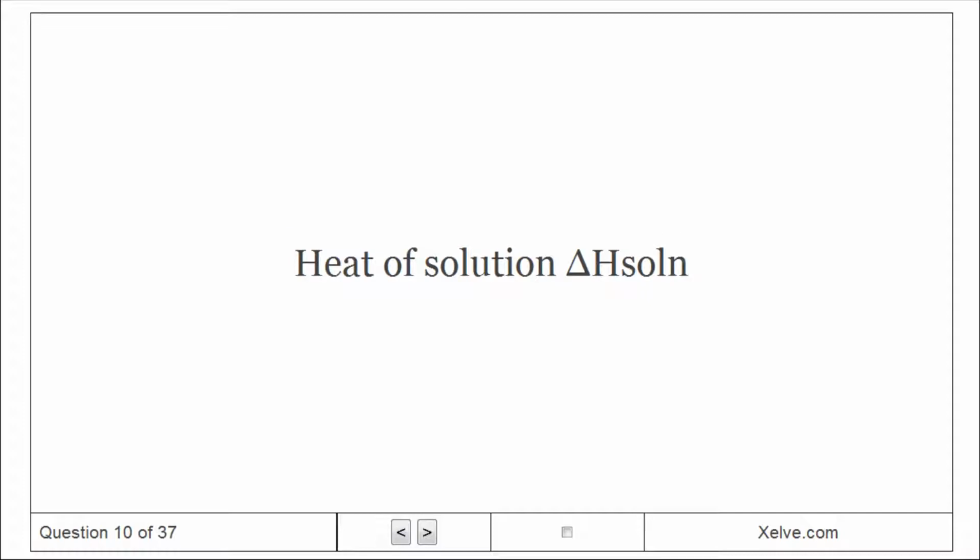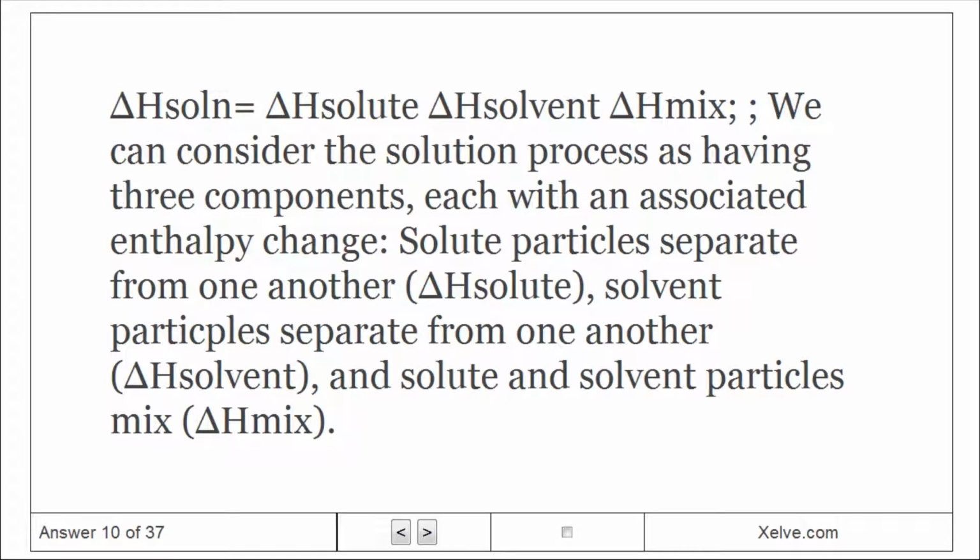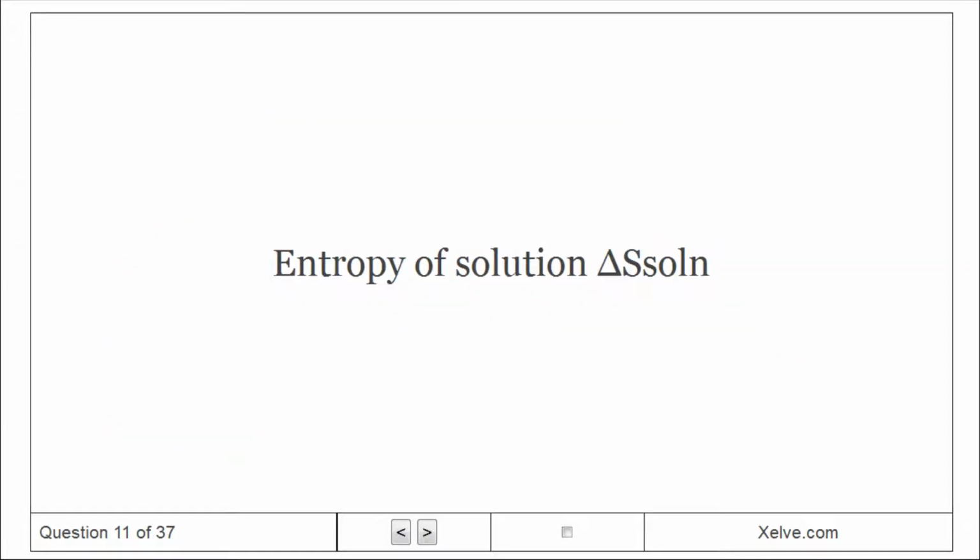Heat of solution, ΔH_soln. ΔH_soln equals ΔH_solute plus ΔH_solvent plus ΔH_mix. We can consider the solution process as having three components, each with an associated enthalpy change: solute particles separate from one another, solvent particles separate from one another, and solute and solvent particles mix. Entropy of solution, ΔS_soln.